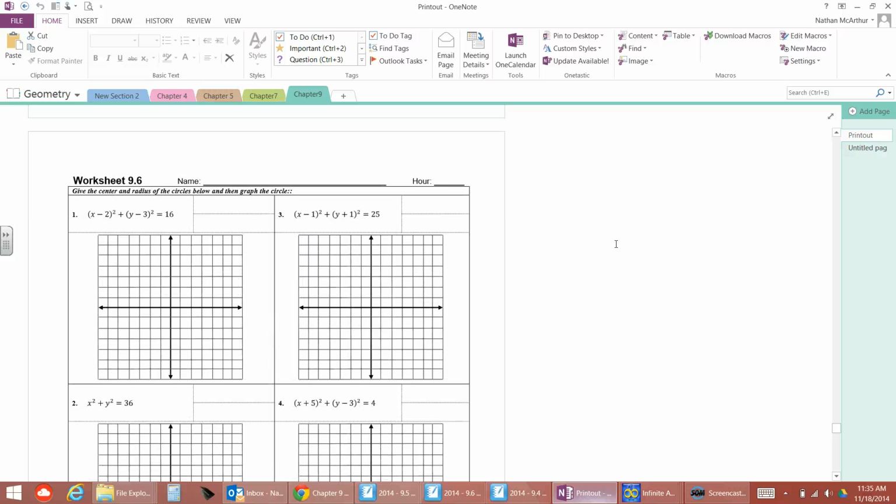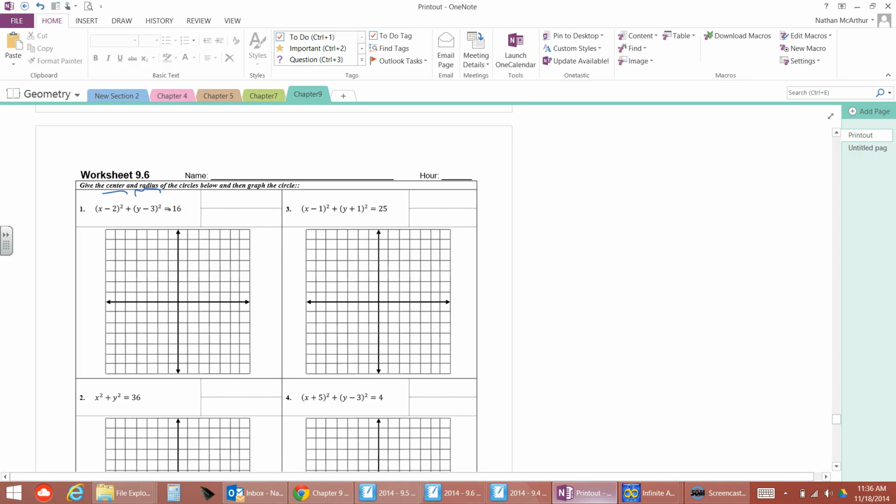It says in the instructions, find the center of a circle, radius. Okay, graph the circle. Let's find the center. If it's negative 2, we change the sign. So the center is going to be 2. The center is going to be 3. So let's plot that point. Over 2, up 3. Here's my center. Now we haven't talked about this yet, but the radius is going to be the square root of 16. The square root of 16 is going to be 4. So I count right 4, up 4, left 4, down 4, and then I kind of curve it around, creating a circle.